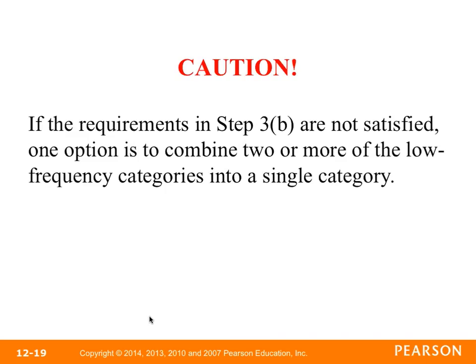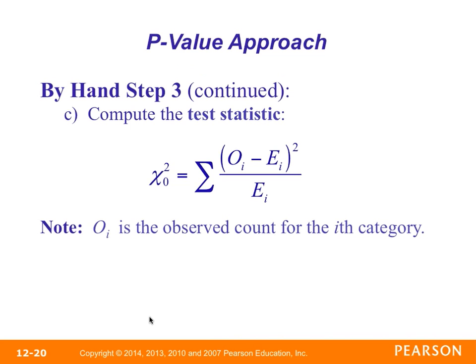Then we calculate the expected counts like we just did in the previous example. So we take our sample size, multiply by our probabilities. We verify that all requirements are met for the goodness of fit test. So we need all of our expected counts to be at least 1, and no more than 20% of them can be less than 5.